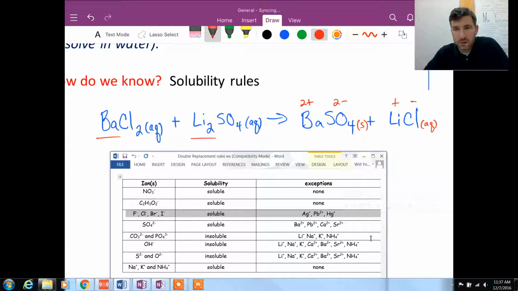And you should get 1 solid and 1 aqueous every time it is a reaction. You're not going to get 2 solids. You could get 2 aqueous, and of course that would mean that it's not a reaction.